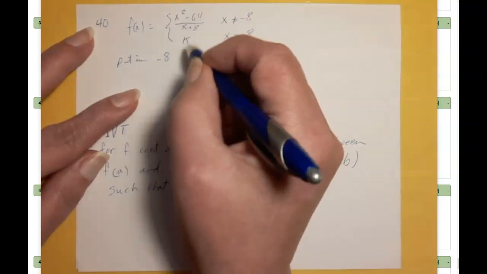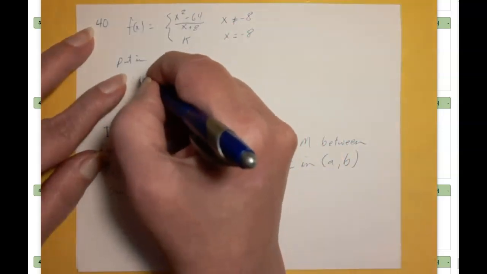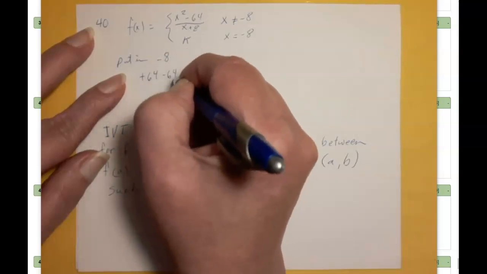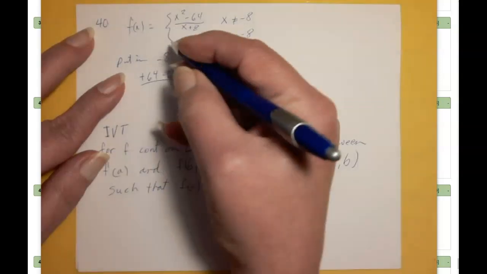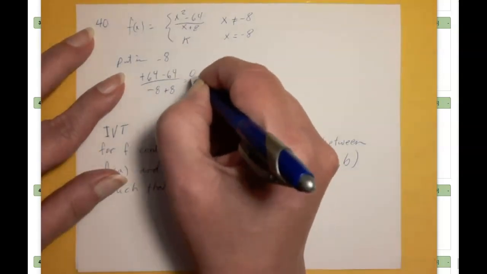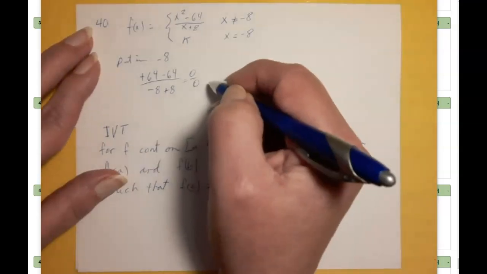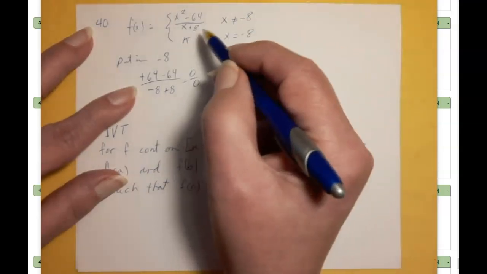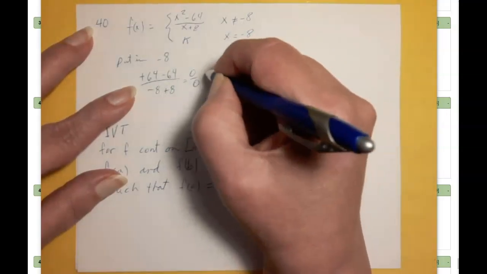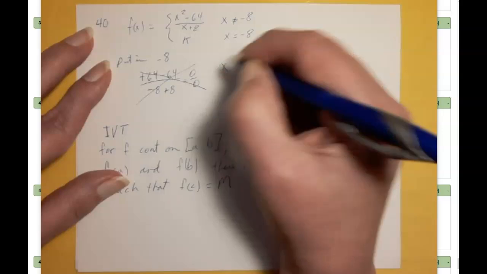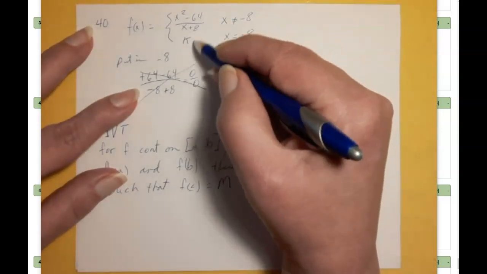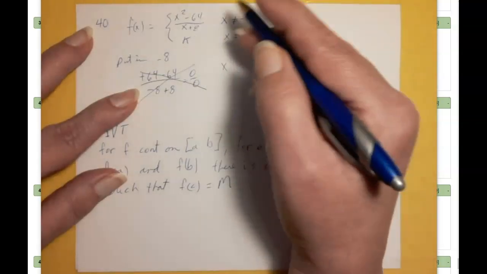So I have positive 64 minus 64 over -8 plus 8. This gives me 0 over 0, so that's not very helpful. So I can't just put that in. So if I look at this function again, so this didn't work. If it worked, I'd be able to do the procedure of just putting those two equal to each other, but I'm going to have to reduce it.